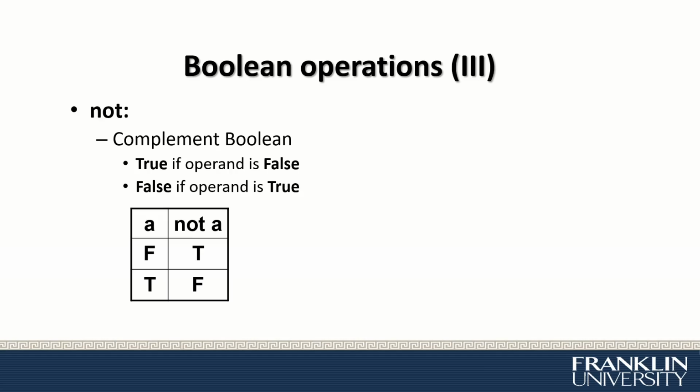And finally, NOT, which is the complement in Boolean. True if the operand is false, false if the operand is true. Basically, because there are only two values, you can think of the complement as the opposite. Complement of true is false, complement of false is true. And to write not A, we literally write not, A, with a space in between, of course.